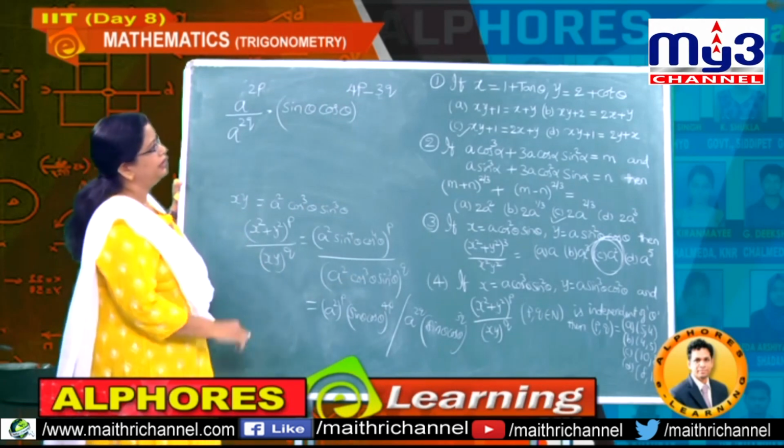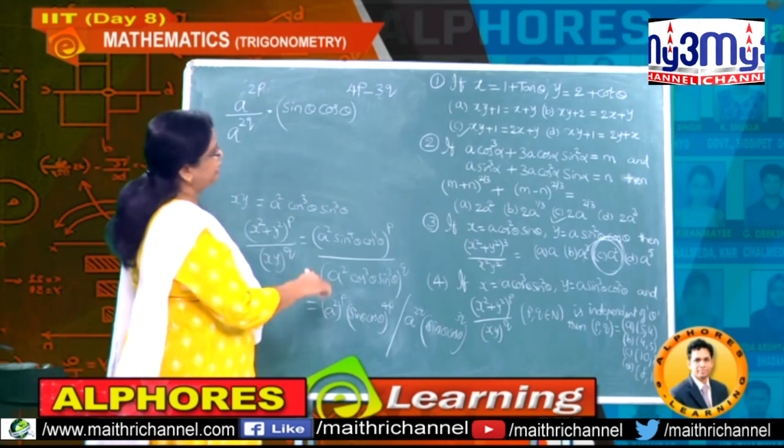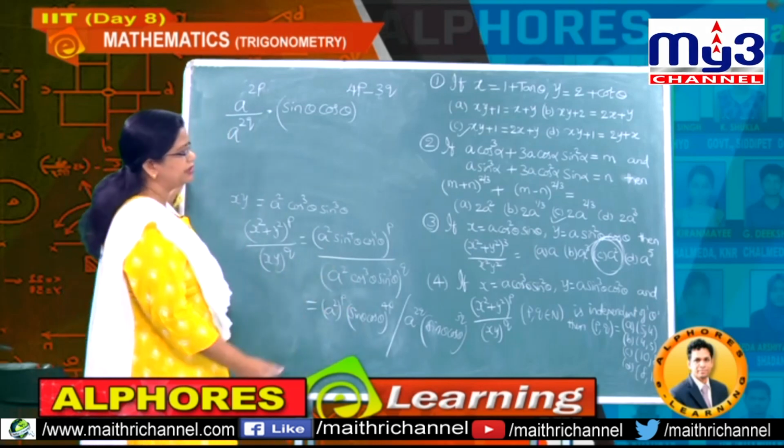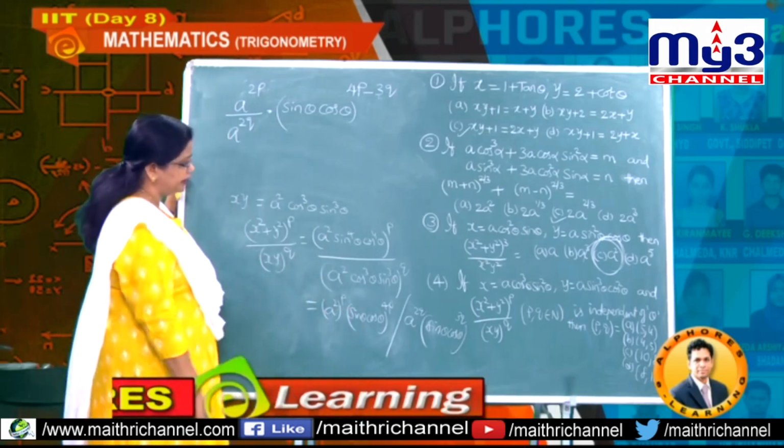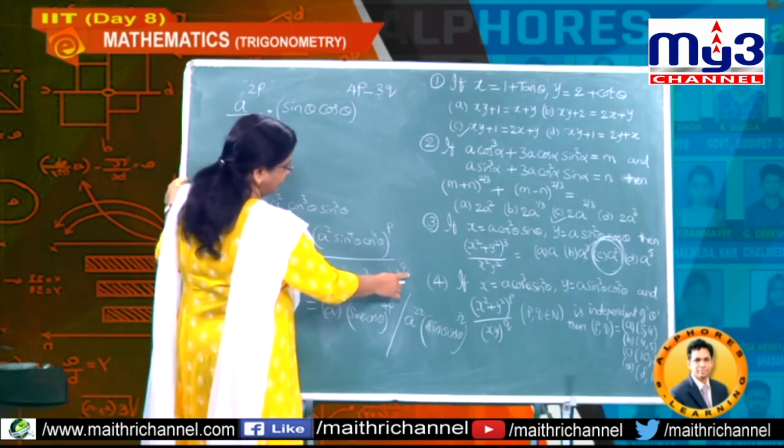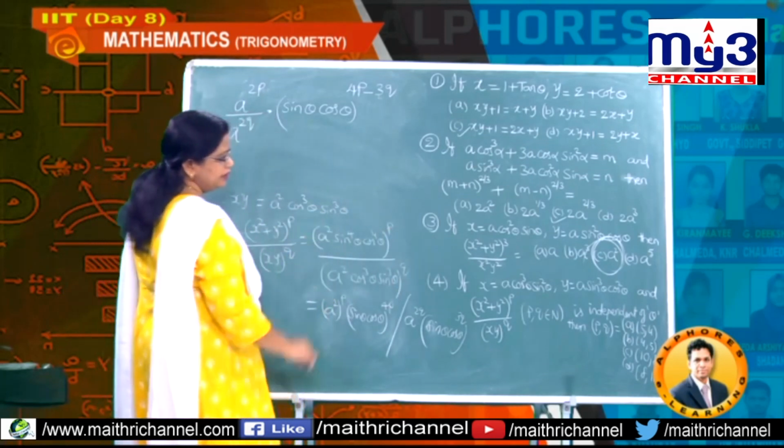4p must be equal to 3q. In that way you just observe from the options which value can satisfy. So this value you got here 3q and this one is 4p.